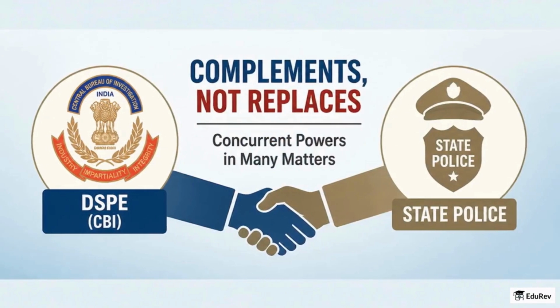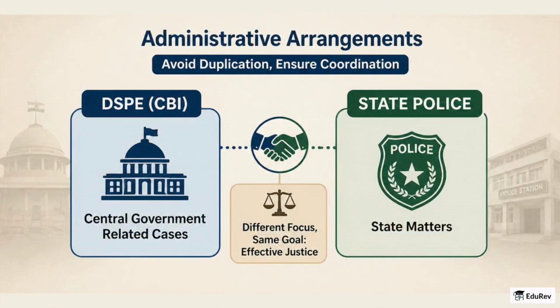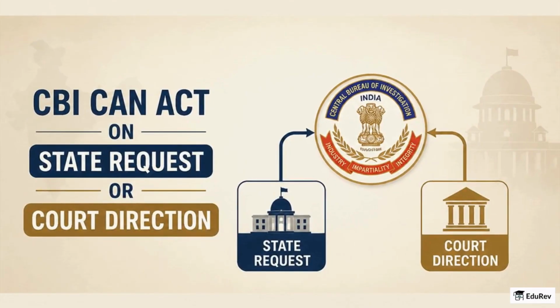The DSPE division of the CBI complements state police, but does not replace them. Both have concurrent powers in many matters. Administrative arrangements aim to avoid duplication, with DSPE handling central government-related cases and state police leading on state matters. The CBI can also take up cases at a state's request or when directed by higher courts, which you should note for case law answers.